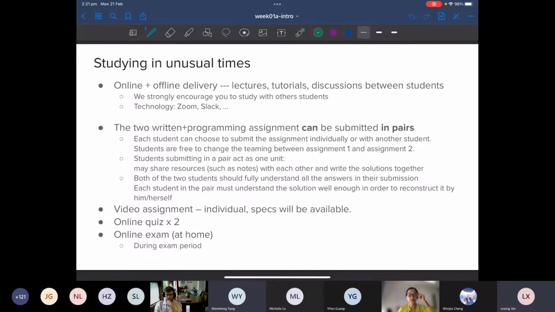There will be 2 online quizzes. Last year, there was only 1. So again, 1 in each half of the semester to help you warm up and practice some of the content and get some instant feedback as well. Exam will still be online, the last I heard, on Warthog.